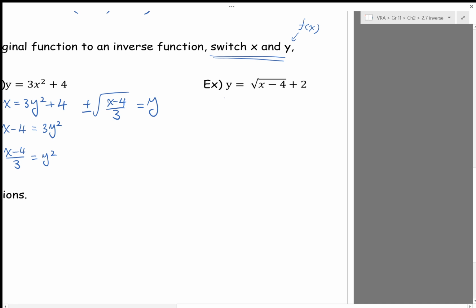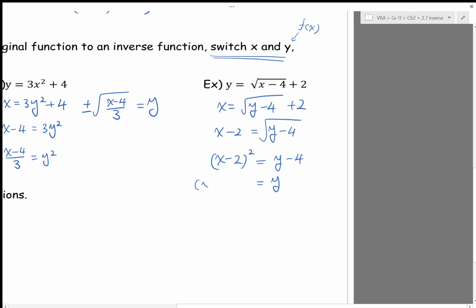So we have y equals the square root of x minus 4, plus 2. This becomes x equals the square root of y minus 4, plus 2. So x minus 2 equals the square root of y minus 4. To get rid of the square root sign, you have to square that. So (x minus 2) squared equals y minus 4. So then your y equals (x minus 2) squared plus 4.